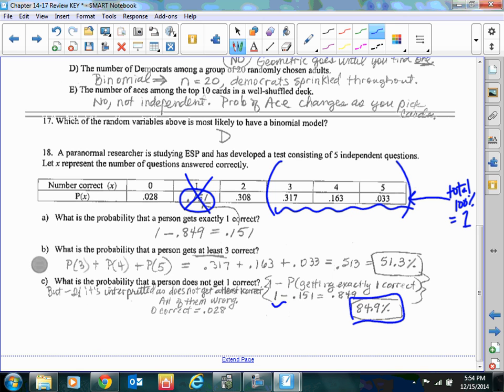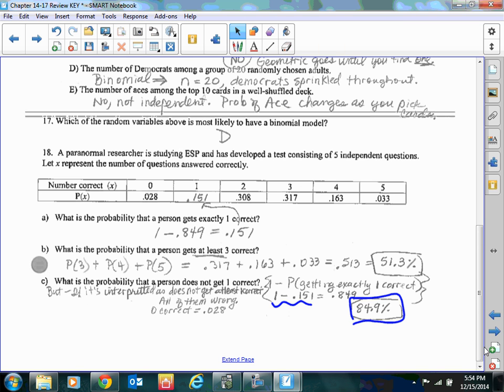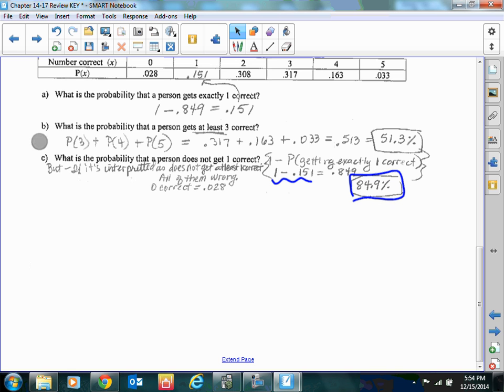Now, I think the more likely way that this problem was intended is you do not get any of them, 1 minus the probability of getting at least 1 correct. So, in other words, all of them are wrong. And so that is 0 of them correct, and that would be 0.028. 0 of them are correct. Okay? So, either one of those is correct.